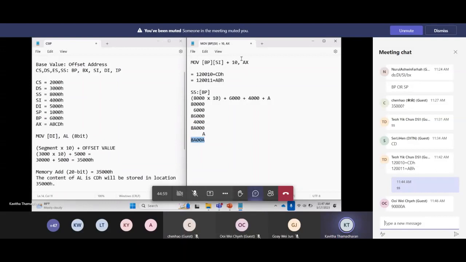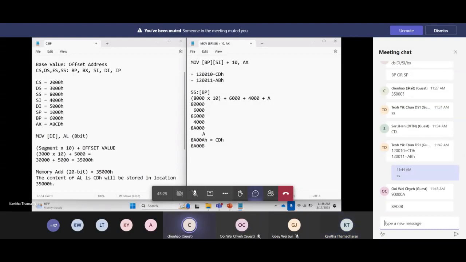Now I need to move AX into 8A00A. So what will happen here? In 8A00A, I will store CD. And in the next location, what is the next number? 8A00B, correct. You will store AB. This is the answer. Is that clear?